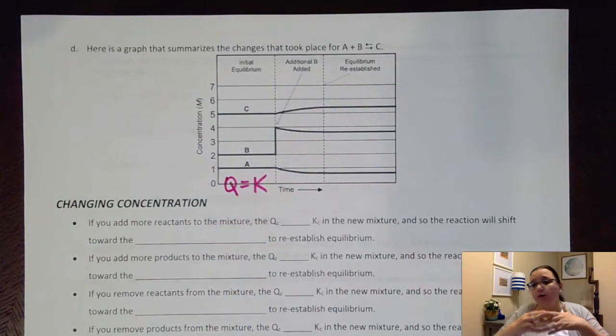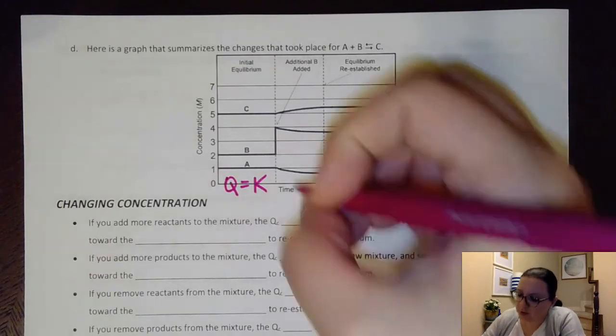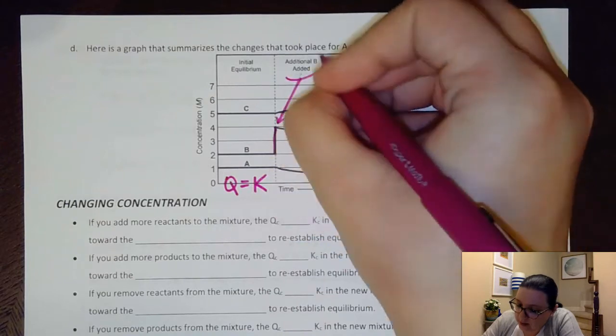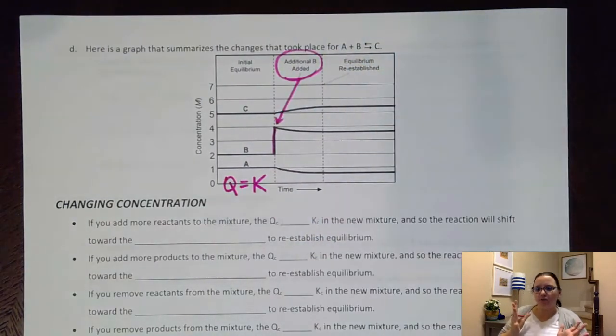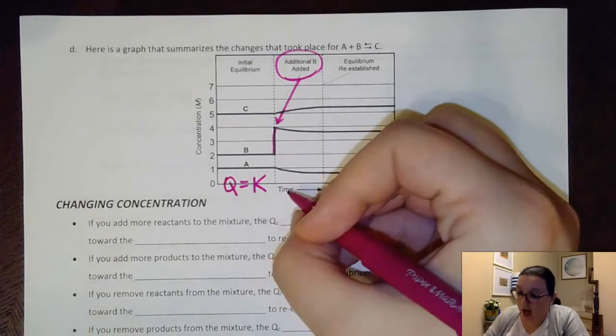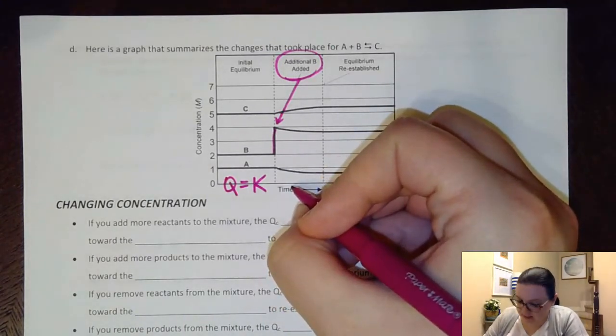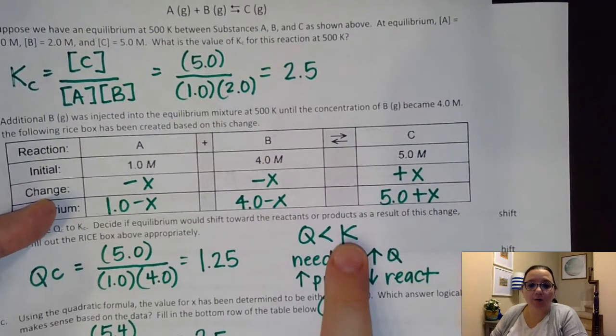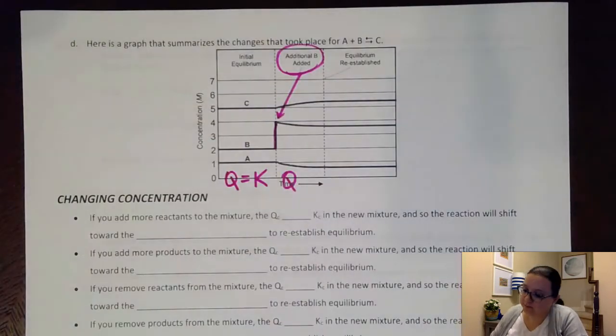At that point, those two were equal. Remember, Q is a ratio that can be taken at any point. K is the ratio at equilibrium. So since that was at equilibrium, the two were equal to each other. Then what we did is we added in some B. There's where we added in that B, and we can see that's thrown off our balance now. All of a sudden, I've got too many reactants, and so my Q, as we said a little bit ago, ends up being smaller than my K at this point.